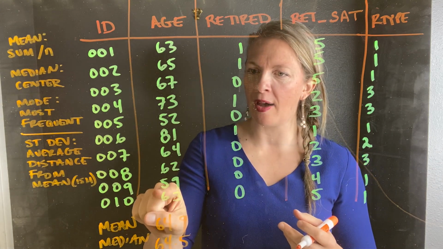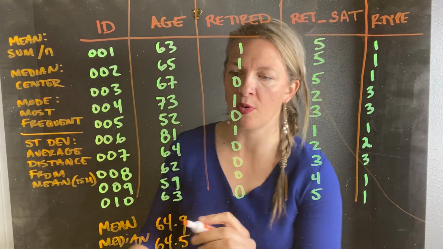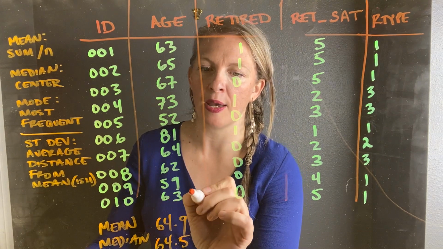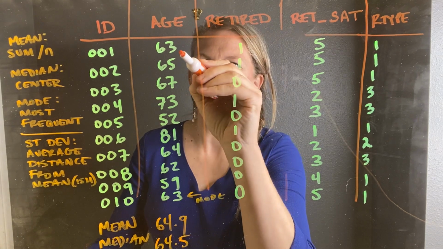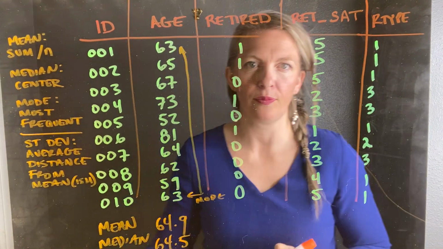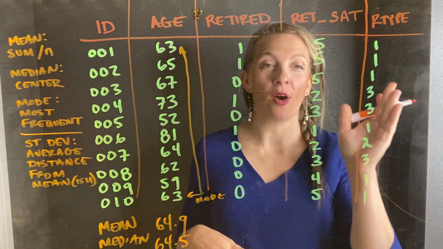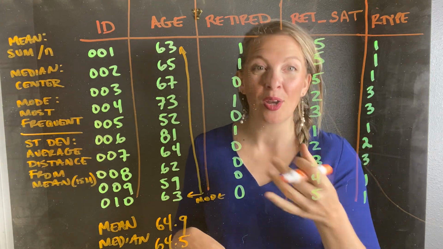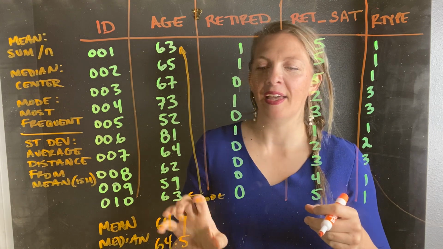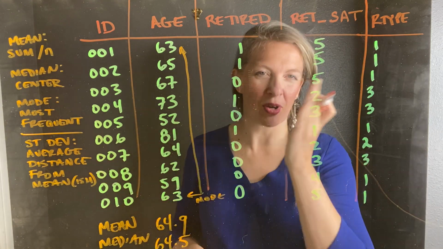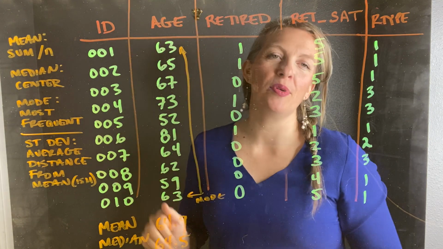But it looks like we do have two values at 63. And I think that's the only one that's repeated. So that's going to be our mode, because we have two of them. Okay, so our mode is 63. That's the most common value, but our mean is 64.9, which is pulled up a little bit by our 81 and our 73. And then our median, if you line everything up and you identify the middle one, that's going to be 64.5. So we did these examples on age.